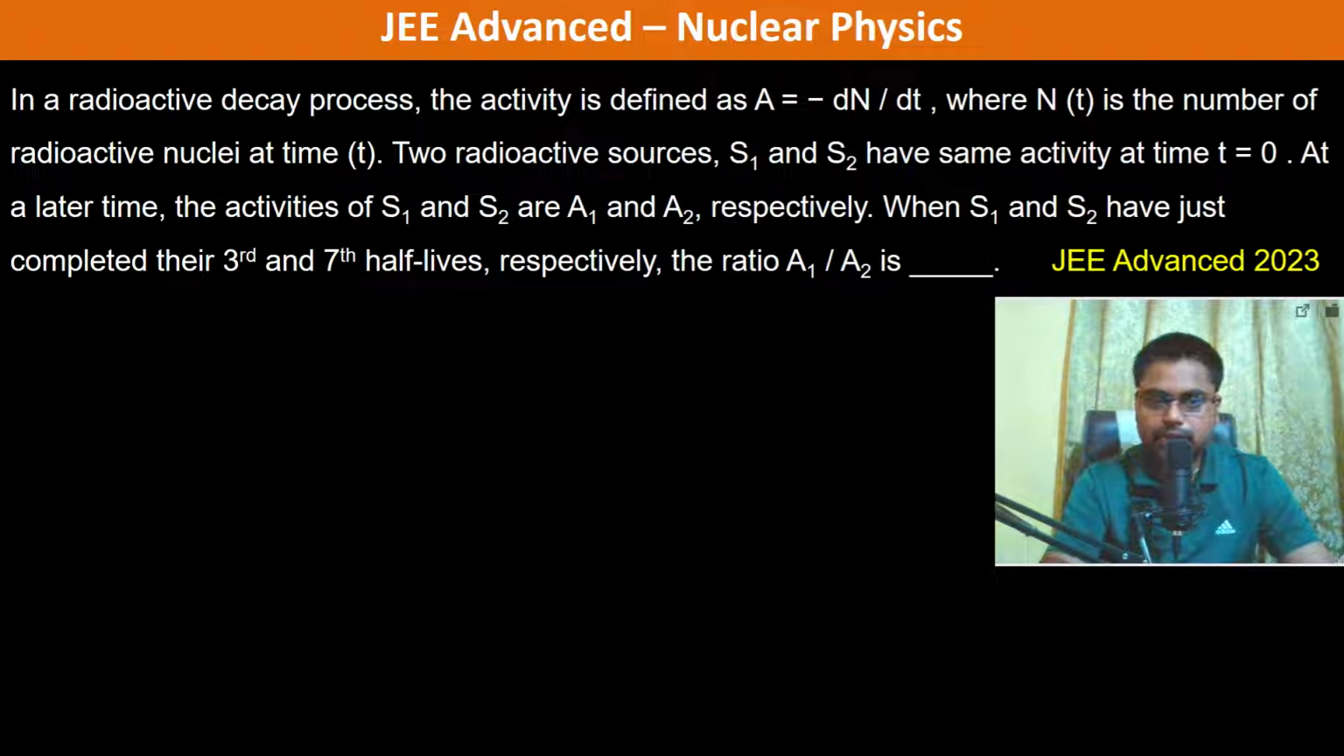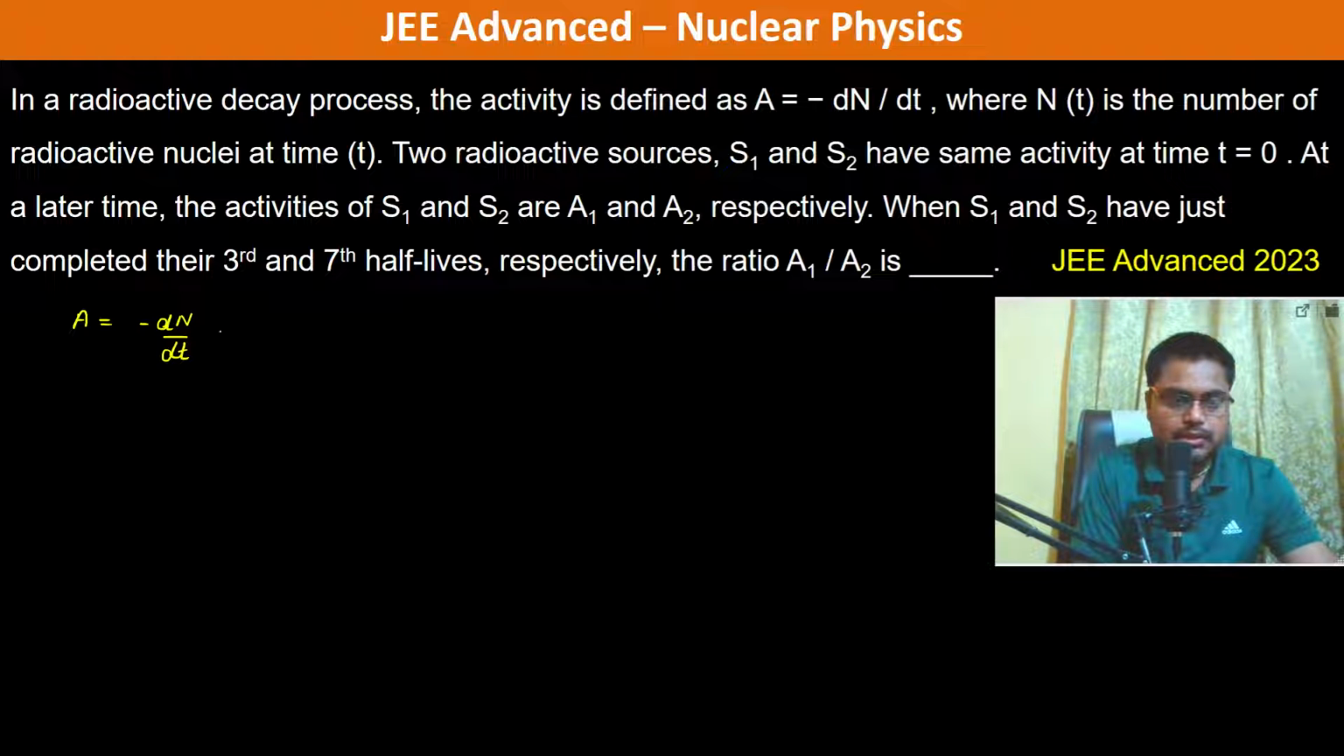Radioactive decay process, the activity is defined as A equal to minus dN by dt, where N is the number of radioactive nuclei at time t. So we have activity, which is minus dN by dt, and this is equal to lambda into N. Now here we can see there are two radioactive sources. So for S1 we have activity 1 as lambda 1 and N1.